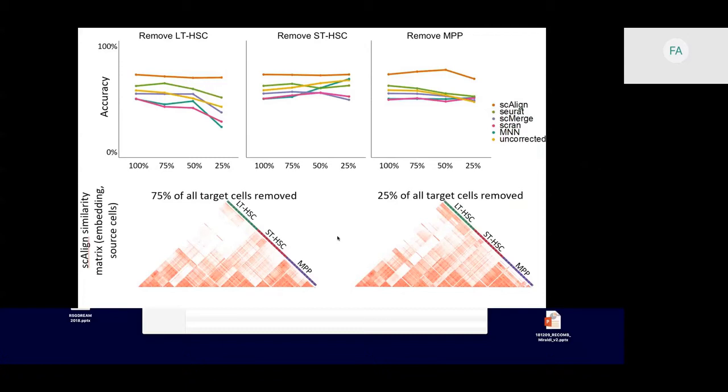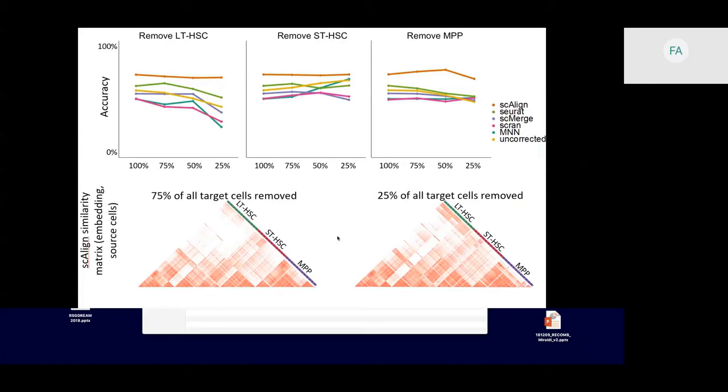And so here, each graph represents what happens when you remove cells from one type. And as you move further to the right in this graph, you're removing more and more of the cells in each condition. What you can generally see is that SC-align is somewhat robust to removing cells from a given condition. Other methods actually don't do so badly for example, the short-term or even the MPP cells, but for the long-term HSCs, there's definitely a degradation in performance as you remove some of those cells from one of the conditions.